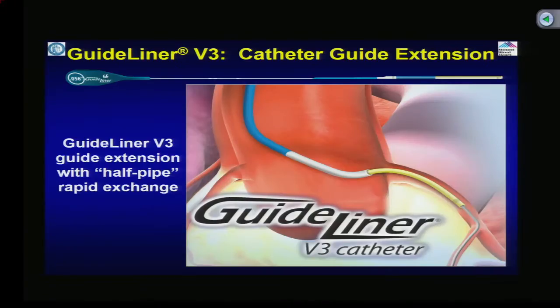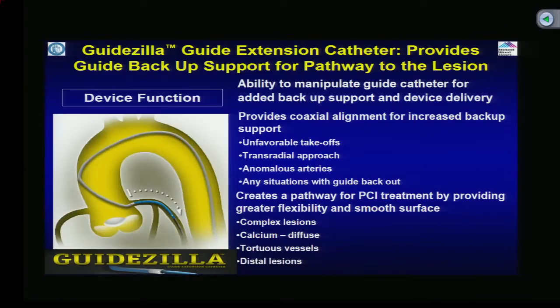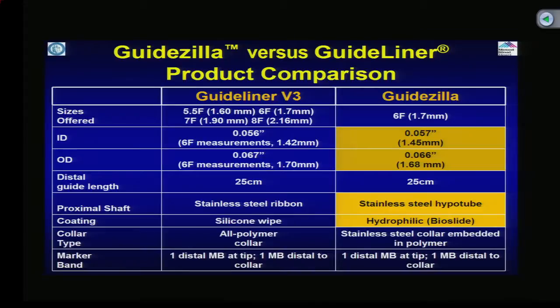And those are the two available at present: the GuideLiner by Vascular Solutions, and second is Godzilla. The concept remains the same, that you are extending 25 centimeters of the guide into the vessel, which gives additional support. There are minor differences between the two of them, and we have used both, and the GuideLiner V3 is quite good. And of course, now we have a recent addition of Godzilla, which is from Boston Scientific. But the key is that overall, it's a very, very important device to increase our success.